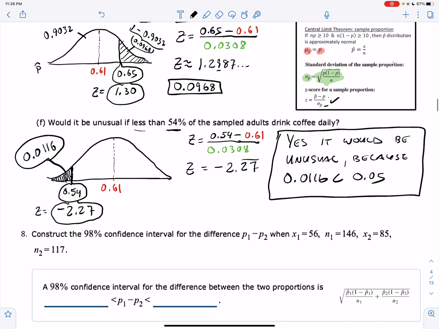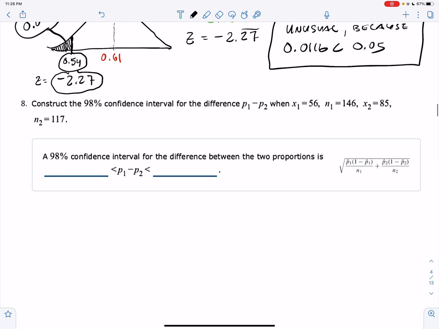Let's take a look at number 8. Number 8 says construct the 98% confidence interval for the difference between two populations, population 1 and population 2. Now they give us x sub 1 and n sub 1 and x sub 2 and n sub 2. So these are just the two different populations.